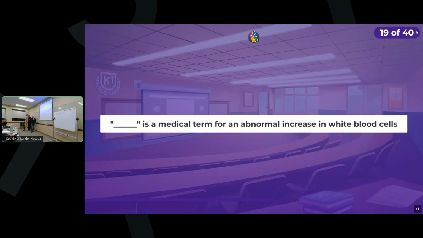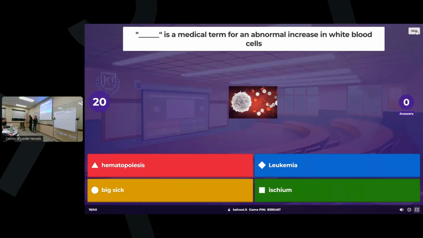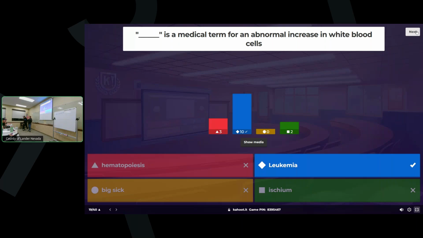Blank is a medical term for an abnormal increase in white blood cells. So leukocyte is a white blood cell. So an abnormal increase in, anemia being of the blood, right? So leukemia, excess.